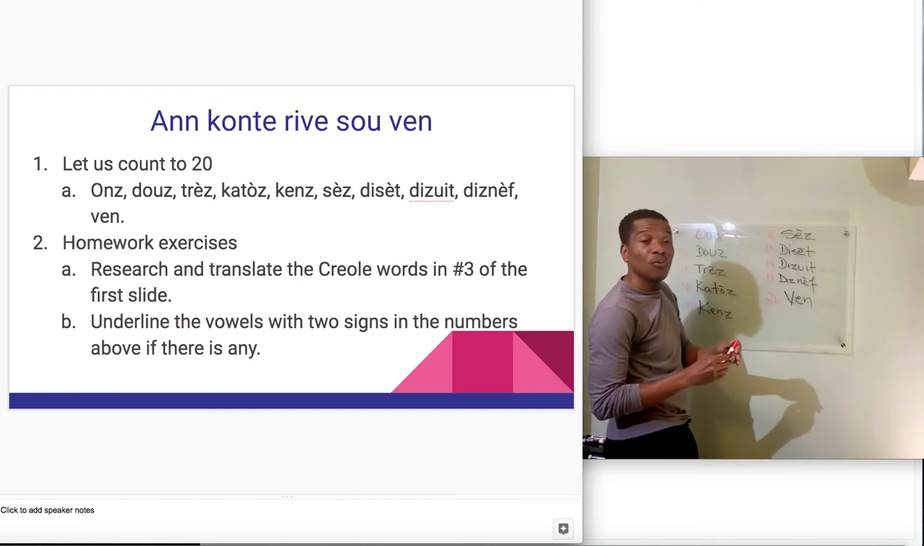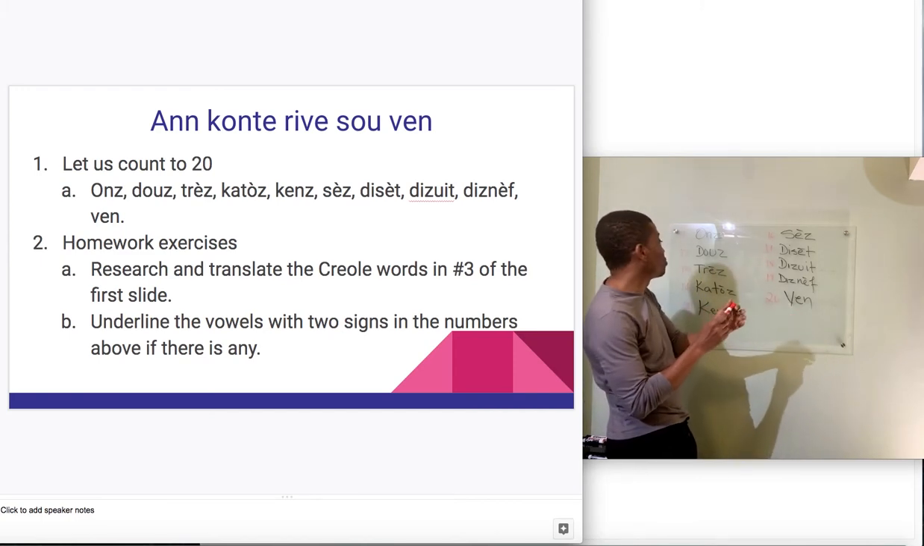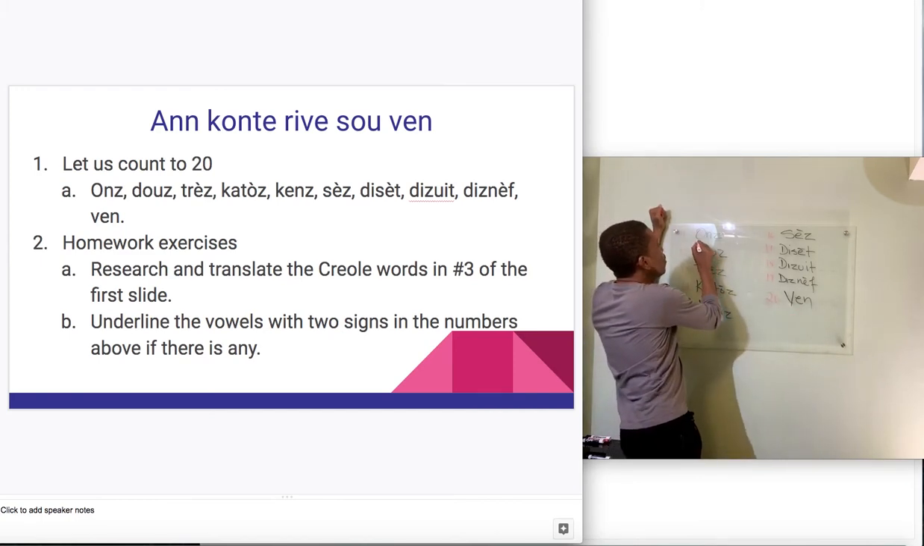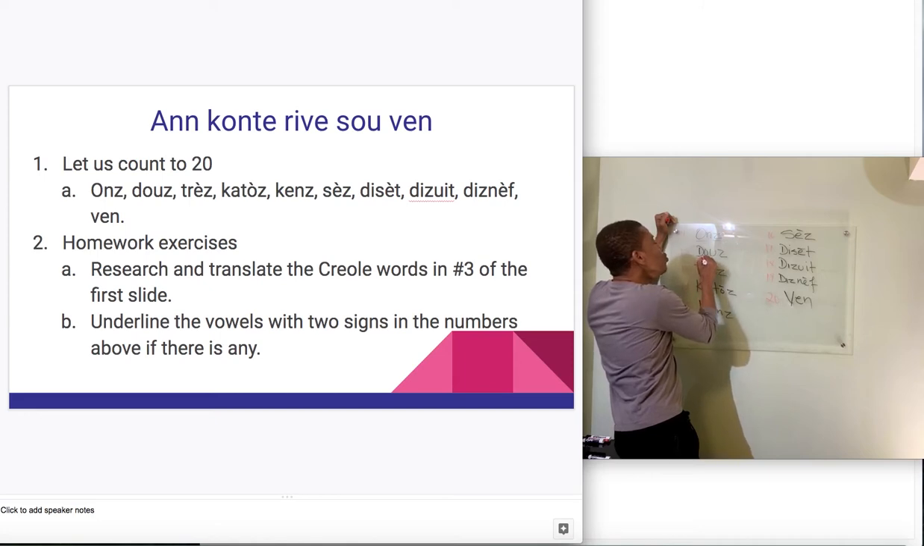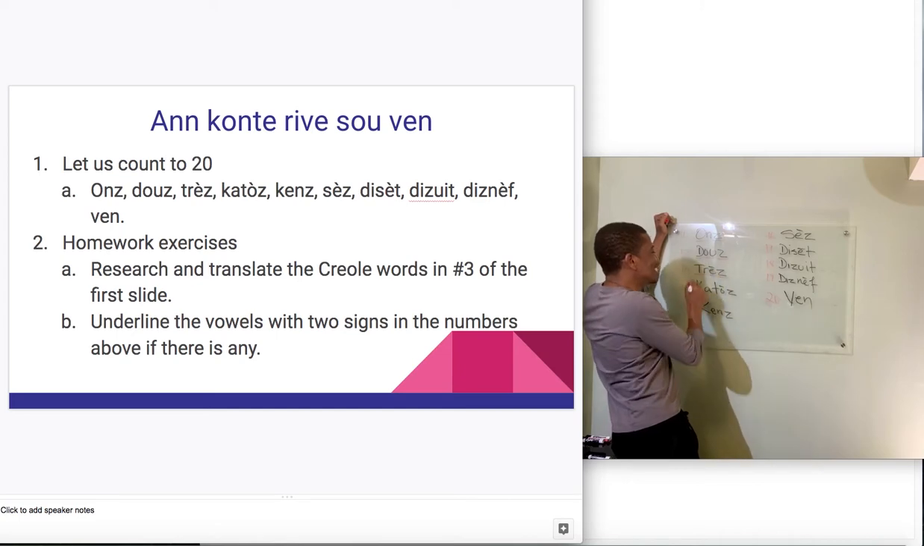We're gonna separate the sounds. 11. 12. 13. 14.